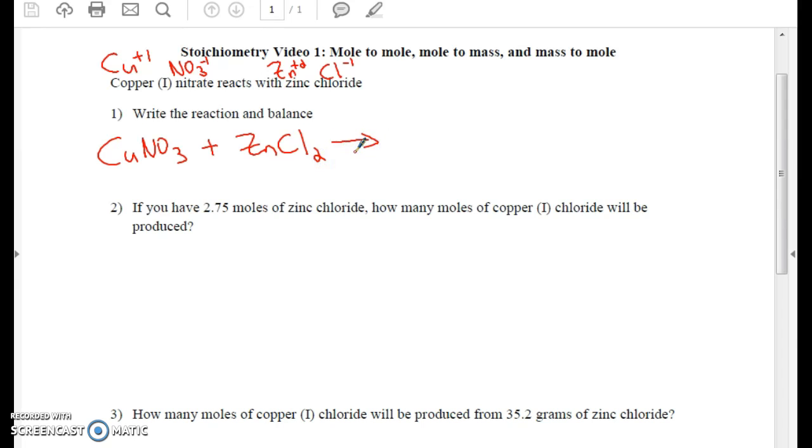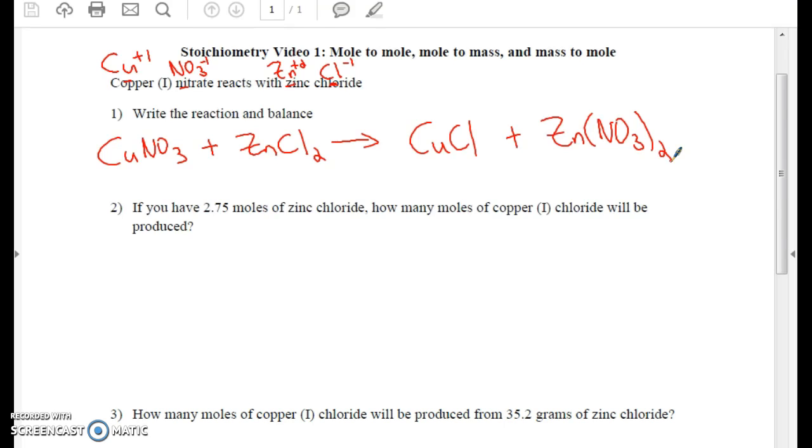So this ends up being a double displacement reaction. The cations and anions are basically switching partners. So this copper that's a +1 will bond to that chloride that's a -1, because remember, you always want the pluses and minuses to go together. So you get CuCl. And now the zinc that's a +2 is going to bond to the nitrate that's a -1. So when you crisscross those oxidation numbers, you get Zn(NO3)2, with a 2 outside the parentheses.